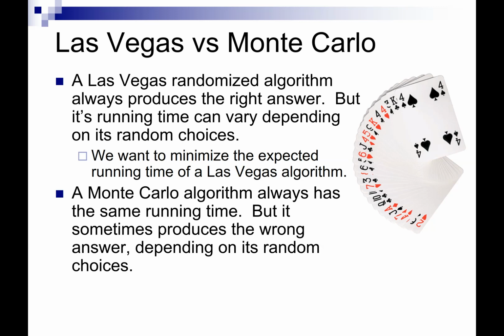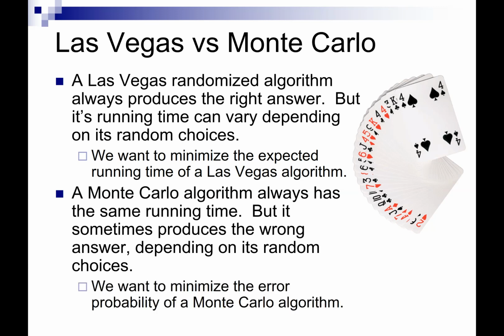Now the Monte Carlo algorithms are like the opposite of the Las Vegas algorithms, in the sense that they're always going to have the same running time. However, sometimes this Monte Carlo algorithm might give you the wrong answer, depending on the random choices that it made. Of course, we don't want the wrong answer, so when you have a Monte Carlo algorithm, your goal is to minimize the error probability of the algorithm.